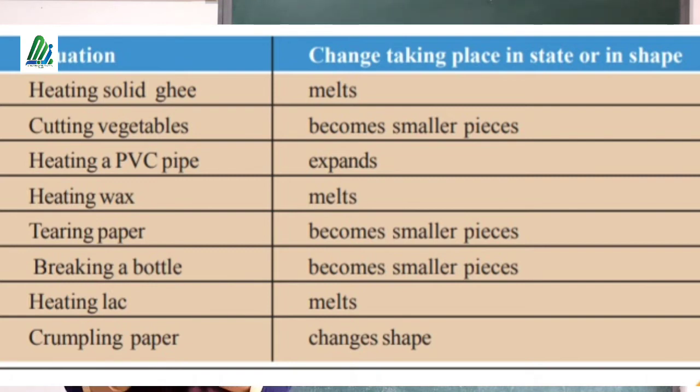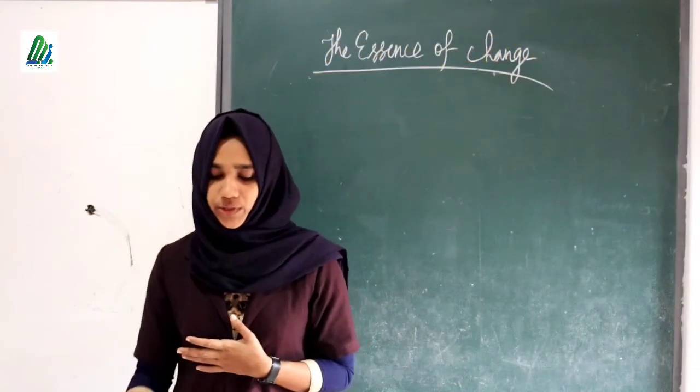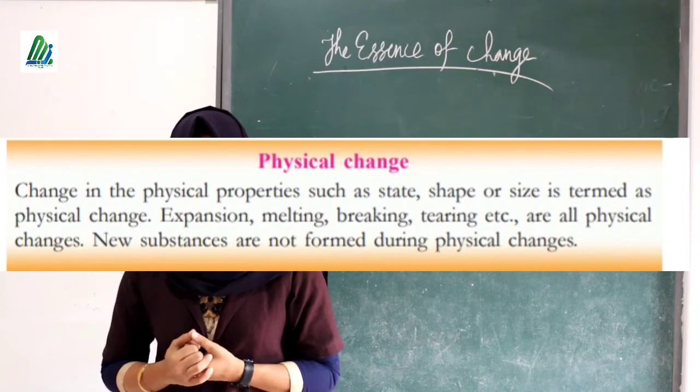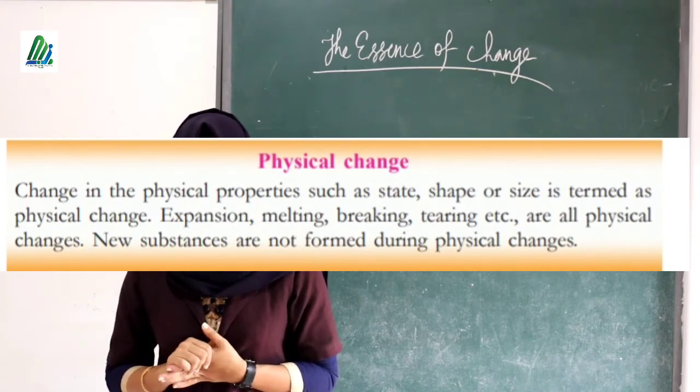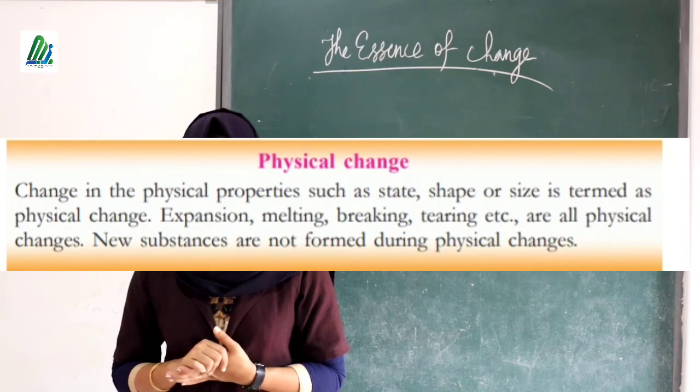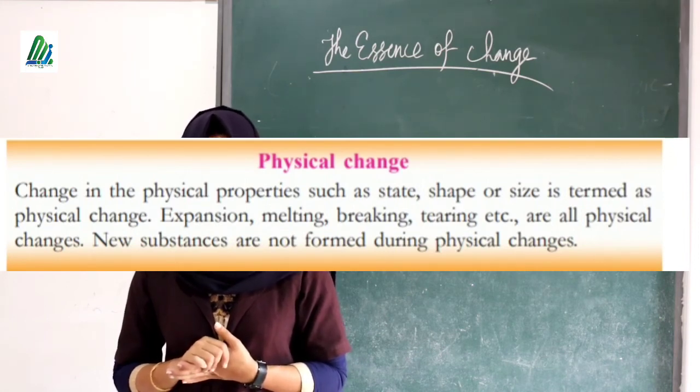Then what are these changes called? Here I told you some situations, and based upon them I told you what changes are taking place. So what are these changes called? They are called physical change. Then what do we mean by physical change? A change in the physical properties such as state, shape or size is termed a physical change.